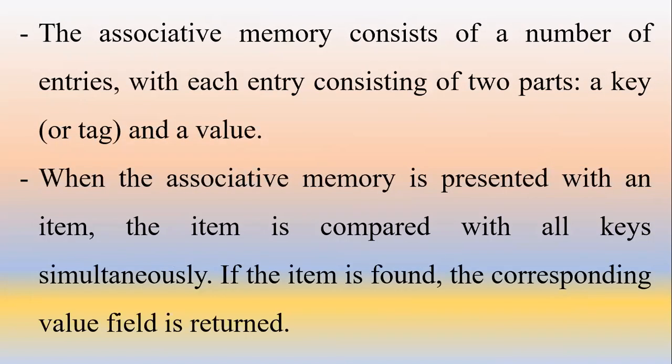The associative memory consists of a number of entries, with each entry consisting of two parts, a key or tag and a value. When the associative memory is presented with an item, the item is compared with all keys simultaneously. If the item is found, the corresponding value field is returned.